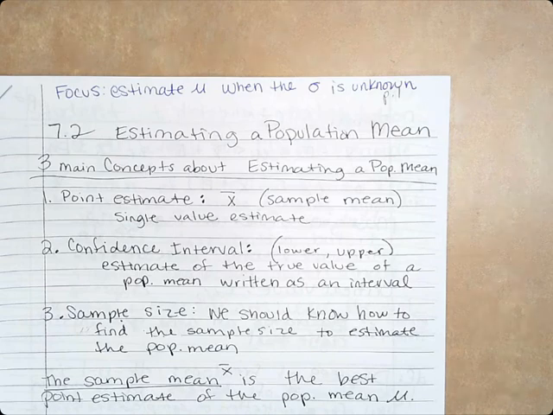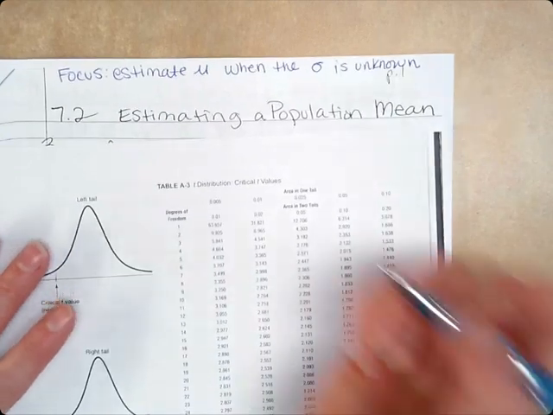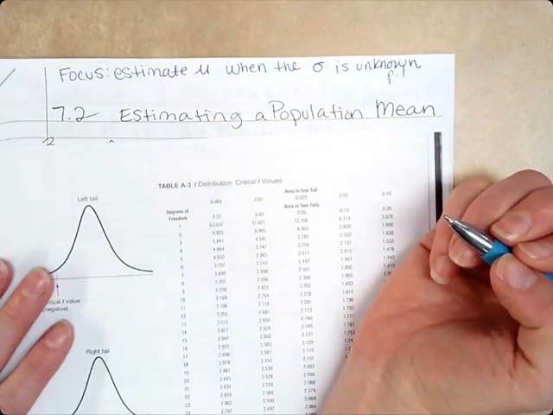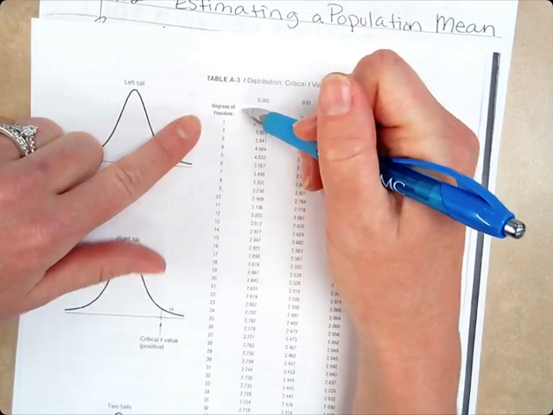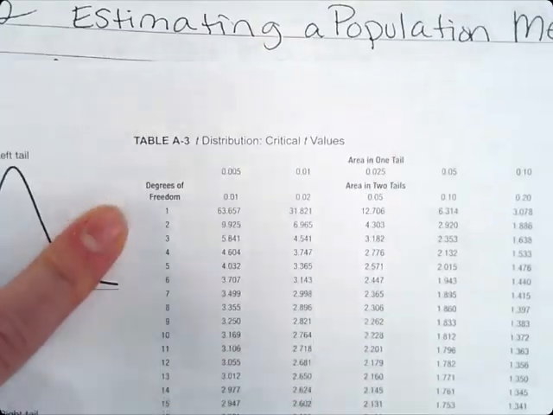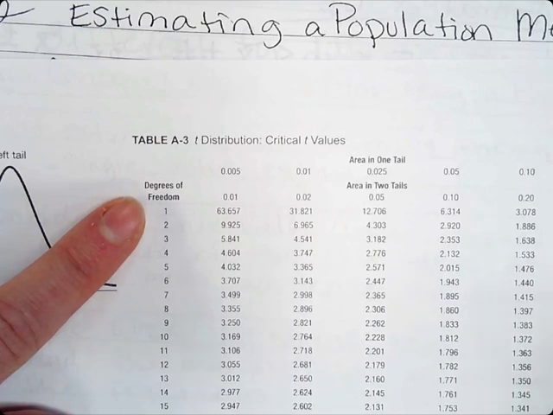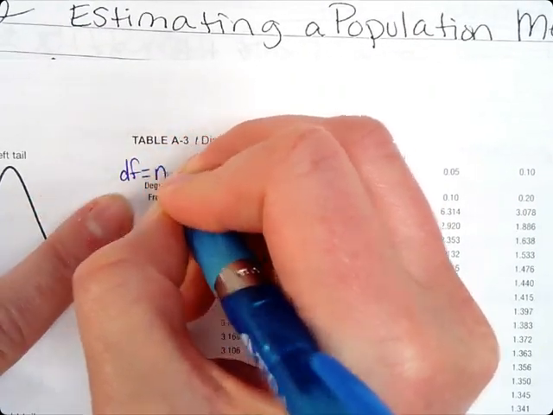And you have a new chart, which is called the t-distribution chart. Some people also call it a student t-distribution. It's just a different chart to find the area or the probability. Something new here is called degrees of freedom. And degrees of freedom is found by taking your sample. DF is found by the sample size minus 1.